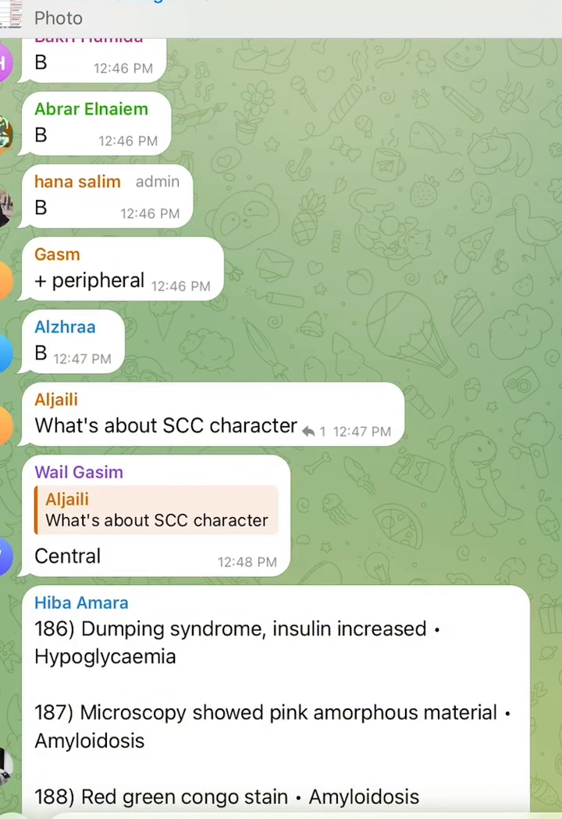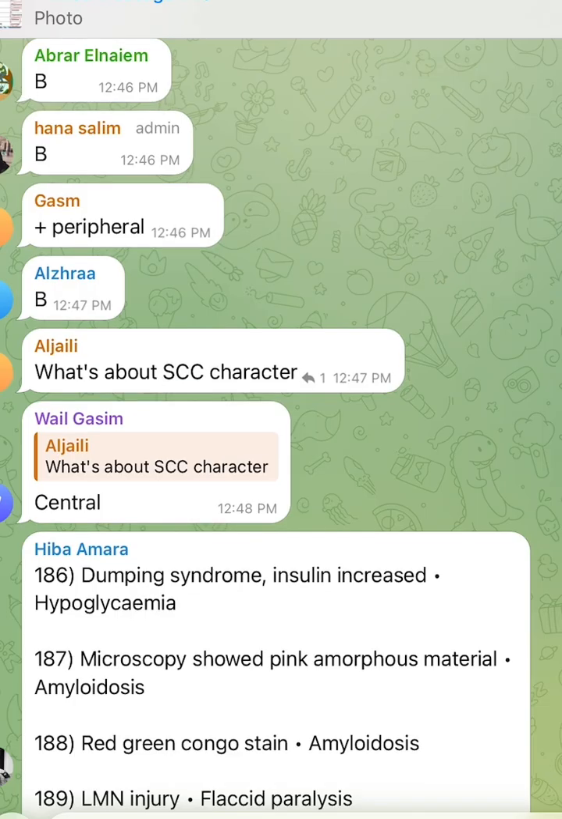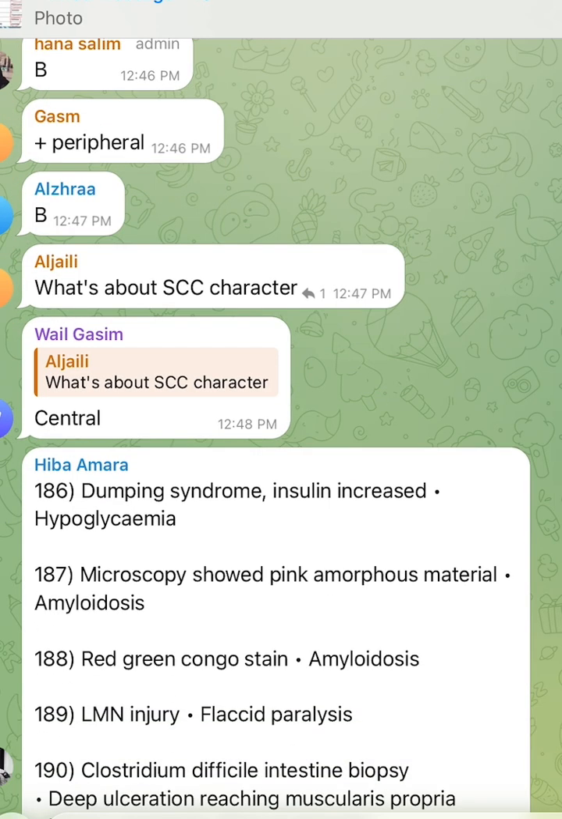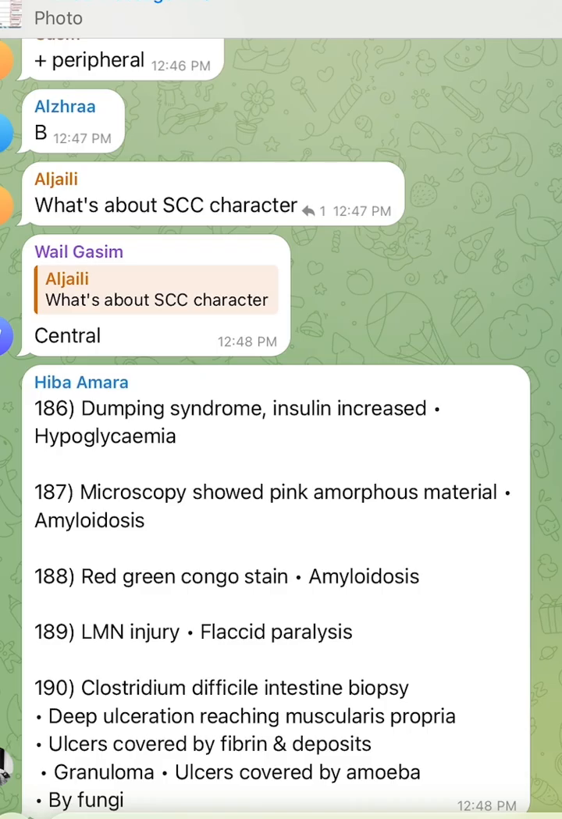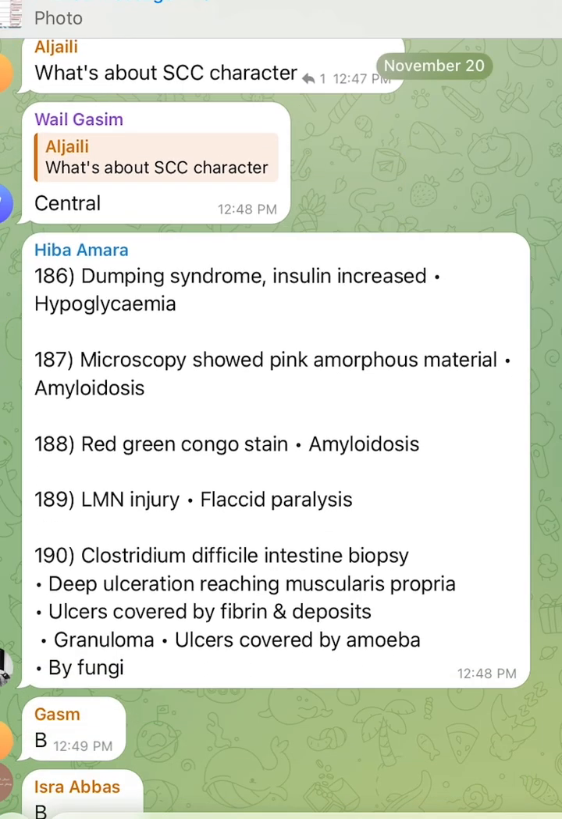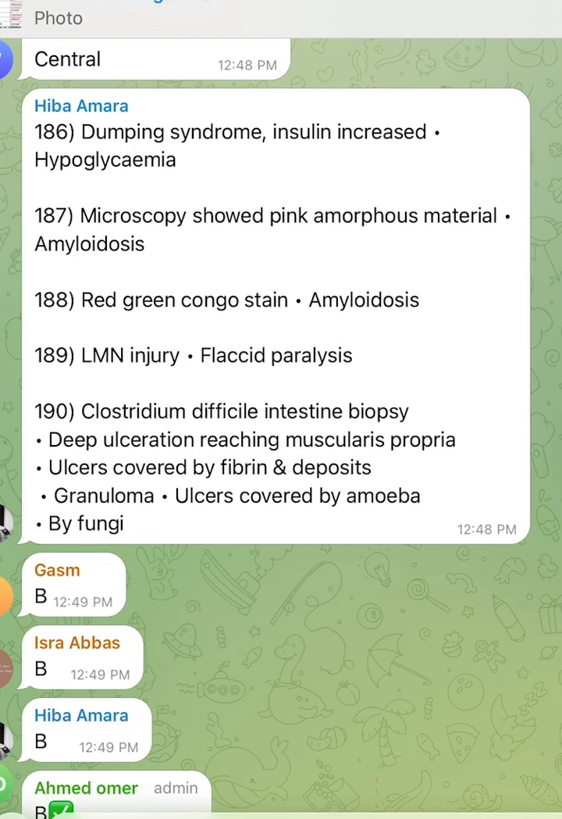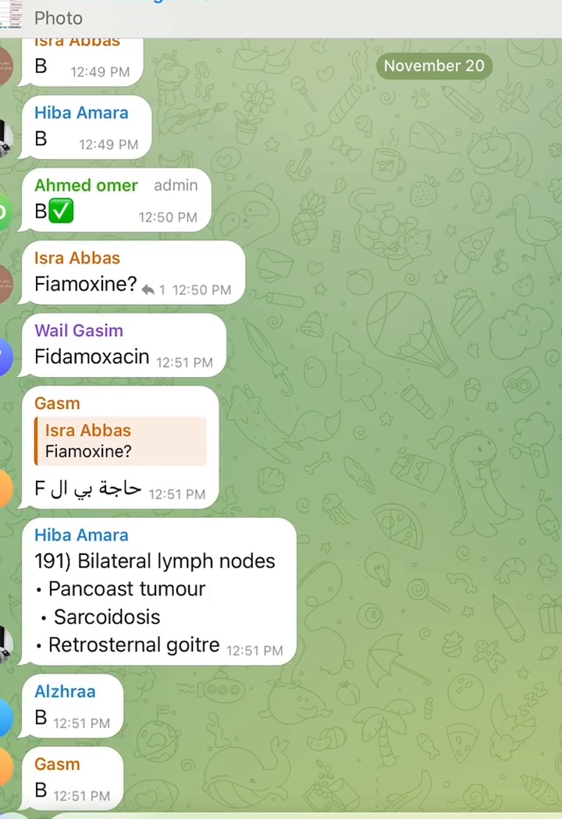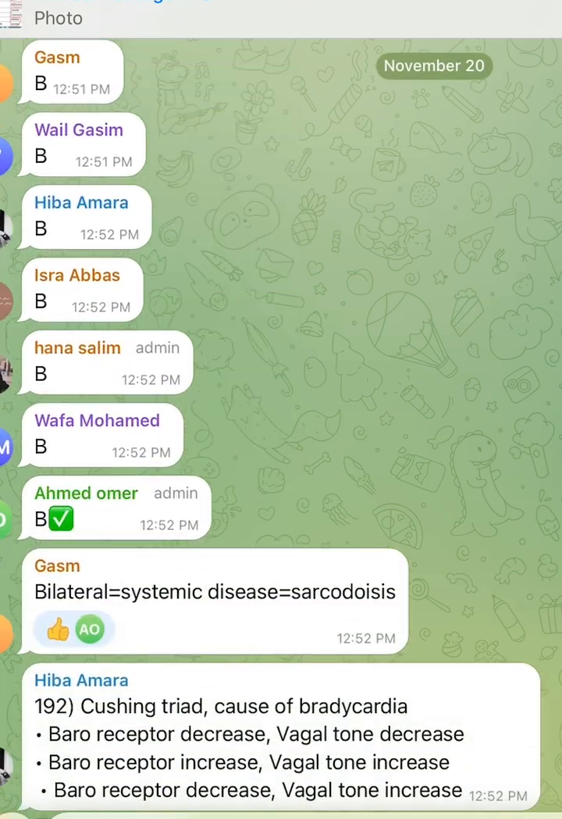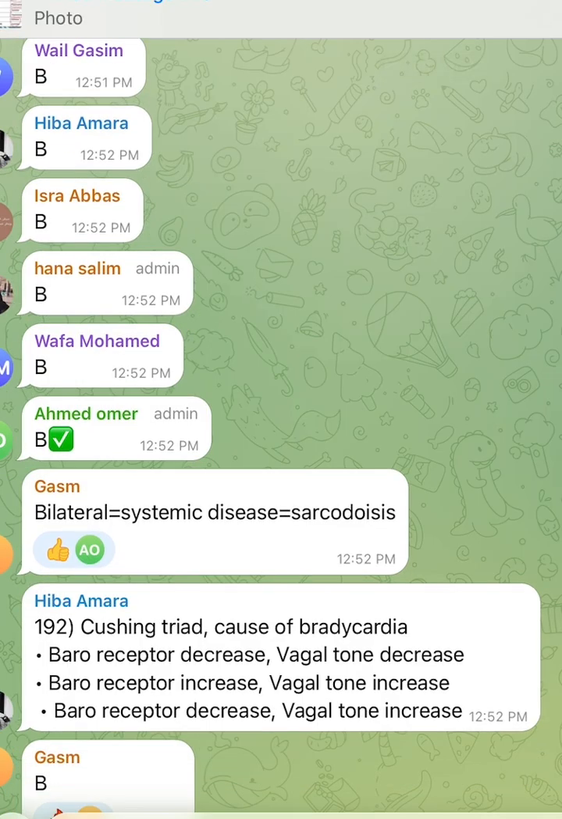During dumping, insulin increase, hypoglycemia. Microscopy, pink amorphous material is amyloidosis. Red-green Congo amyloidosis. Lower motor neuron flaccid. Clostridium difficile intestinal, deep ulceration reaching muscularis propria, ulcers having fibrin deposit. Bilateral pancreas, sarcoidosis, bilateral system. Cushing triad causes bradycardia, vagal tone is increased.